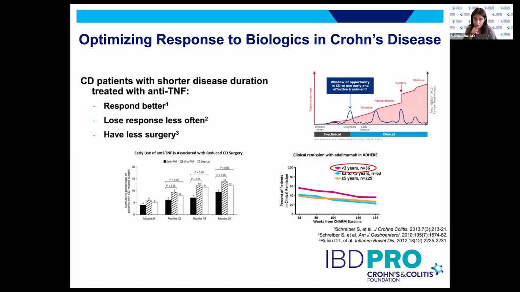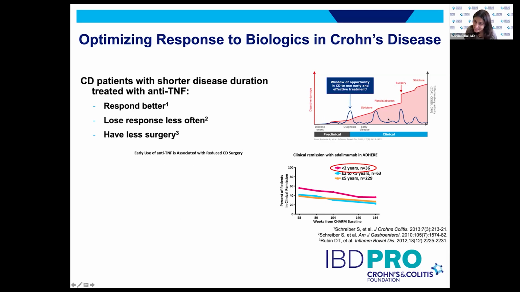So, optimizing response. We know that in Crohn's patients with shorter disease duration, they respond better, they lose response less often, and they have less surgery. You really want to use the right medicine at the right time. You don't want to have patients sort of have to earn the most effective therapy for them, because you're allowing damage to accumulate. This is a slide that's in most Crohn's presentations.